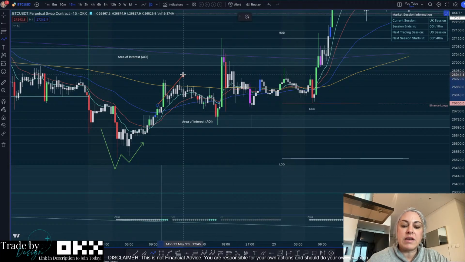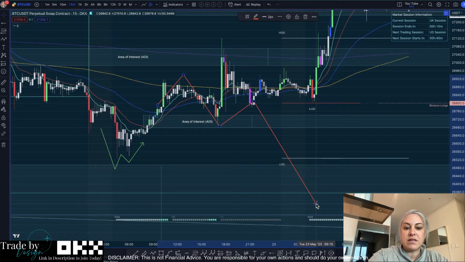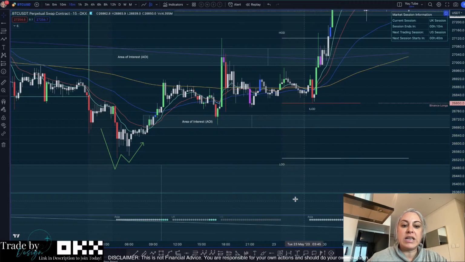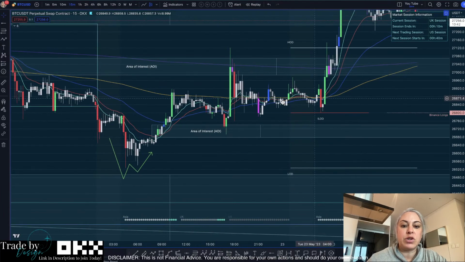I won't go into them in detail, but one of them was that the UK session bursts to the downside, and then US starts to create a lower high. If that were to happen, we would expect continuation to the downside. Obviously, we didn't get that one. We got the other option, which was the burst to the upside.